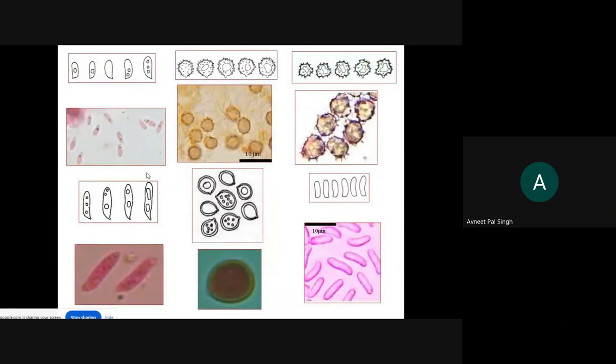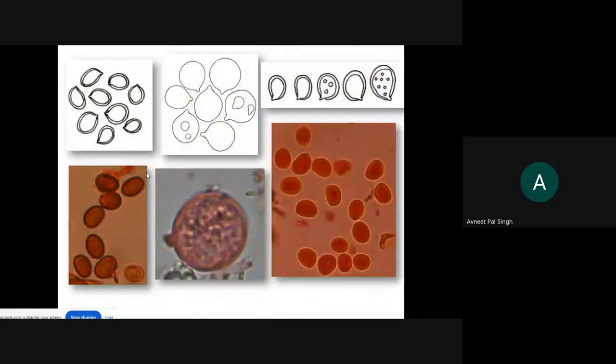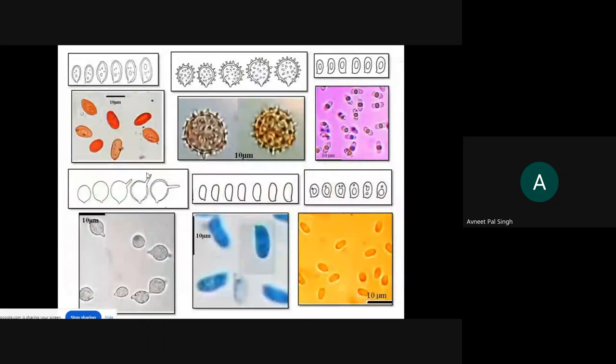So shape of the basidiospore, wall thickness, surface, dimensions, and reaction are very, very important for observing the nature. Just see, these are some of those photomicrographs which give you a glimpse of different kinds of shape, surface, and the reaction of their walls. You can easily capture if you have made a good microscopic preparation. You can see beautiful depiction.